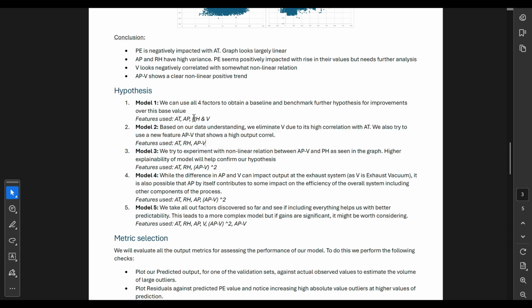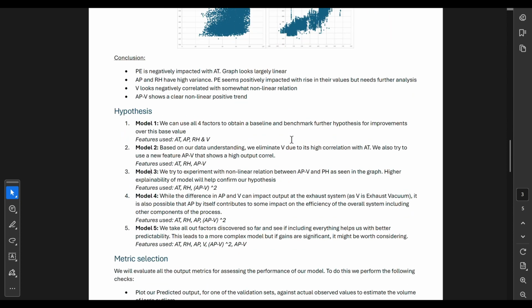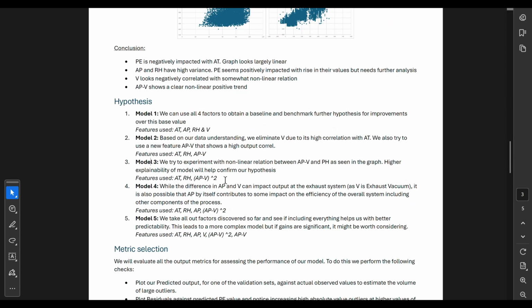Model 2, here instead of taking AP and V separately, we take the interaction term between the two. Our objective here is to see if each of these subsequent models has a higher explainability as compared to the first model, and by how much. Model 3, we experiment with the non-linear term AP minus V. We saw some non-linearity up here, so we are trying to see if we add a non-linearity here, does that help our model better.